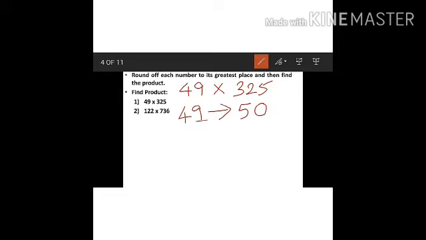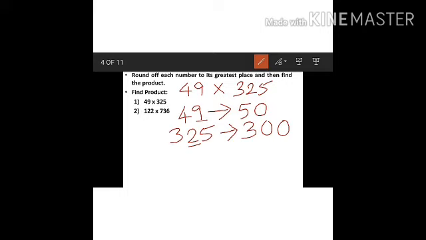Now check the next number, that is 325. Here how many digits are there? There are 3 digits. So what about the greatest place? It is that of the hundreds. And what about the digit at tens place? It is 2. We know that 2 is less than 5. So we have to keep the digit at hundreds place as itself and put 0 in both tens and ones place. So we have got the estimated values as 50 and 300.